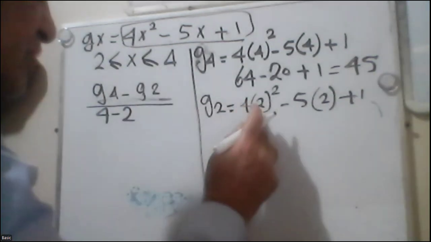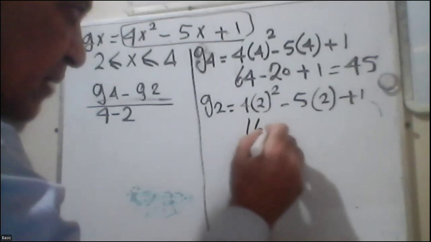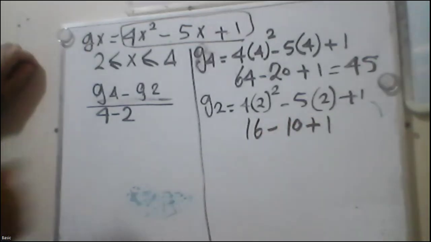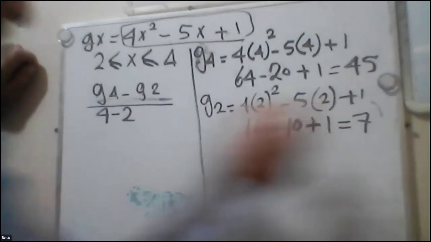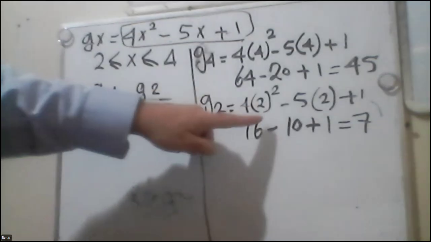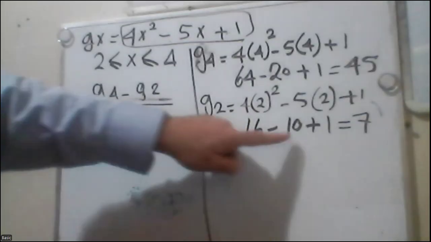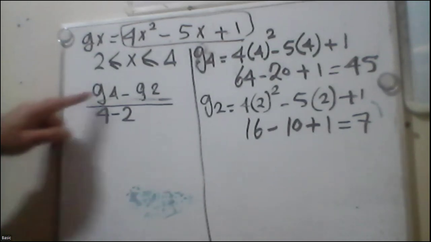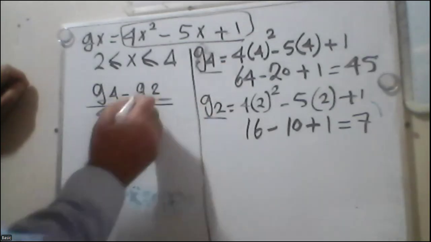Here, 2 to the power 2 gives me 4. 4 times 4 gives me 16, minus 5 multiplied by 2, which is 10, plus 1. So 16 minus 10 is 6, plus 1 gives me 7. I have now the value of g(4), which is 45, and the value of g(2), which is 7.